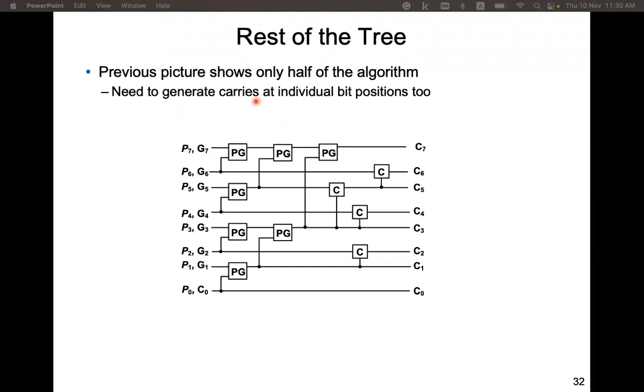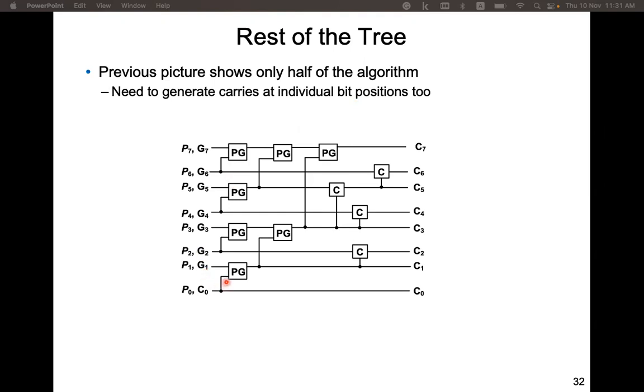And we need to generate the carries at all the individual bit positions. To generate the sum, we need a carry signal for all the stages. The way to generate it is like this. Here is a very nice diagram showing how we get those carry outputs.